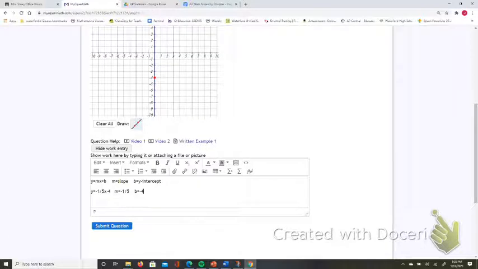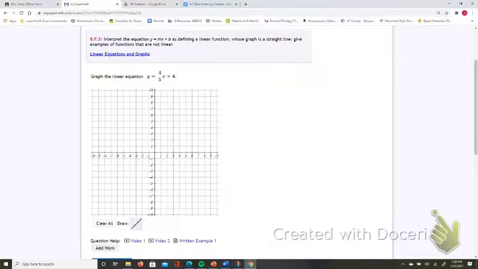So we have to go down 1, right 5. Down 1, right 1, 2, 3, 4, 5. So the top number is always what you go up or down. The bottom number is always what you go right. If it's positive, you're going to go up and right. If it's negative, you're going to go down and right. Submit.